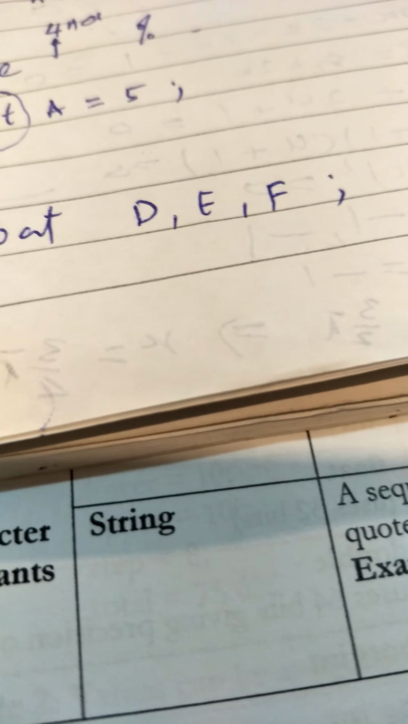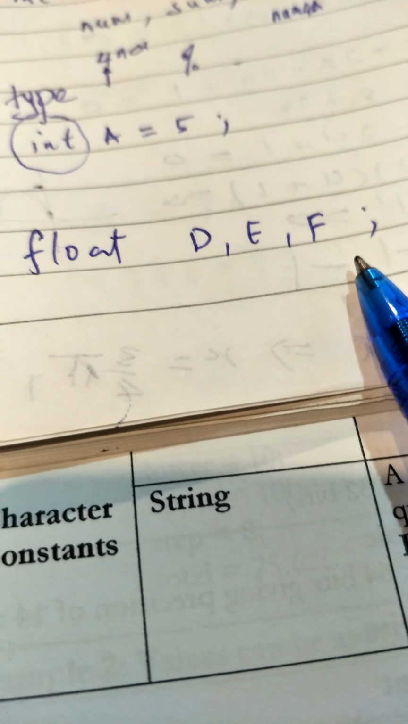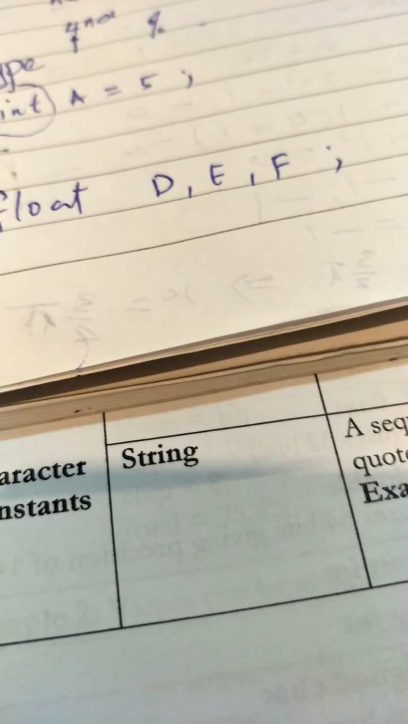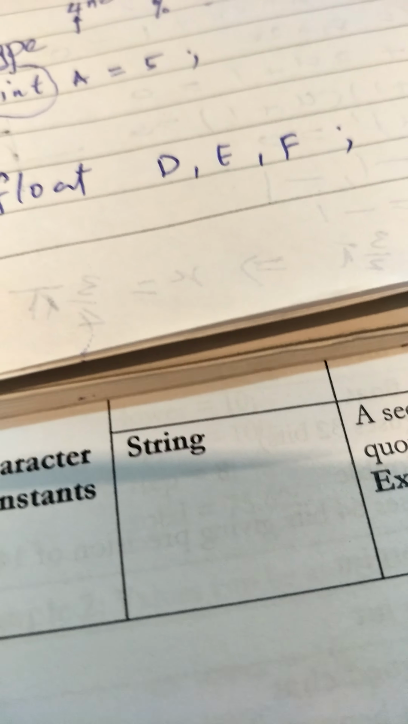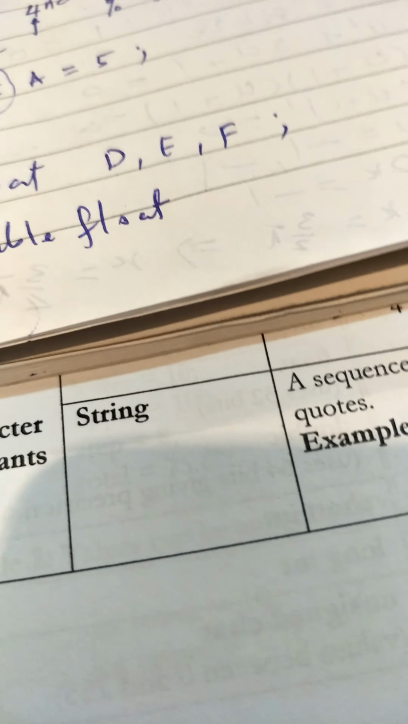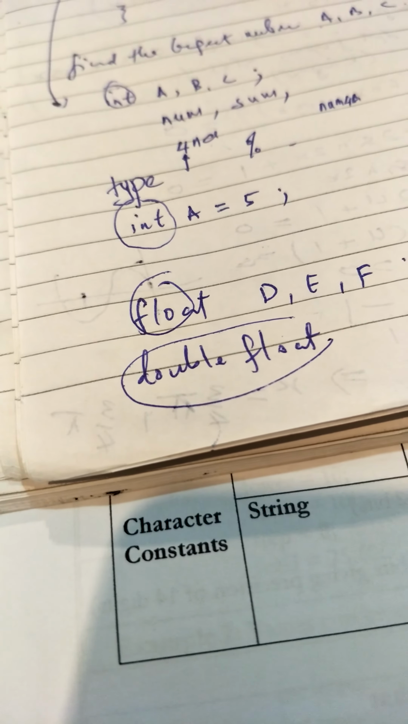Okay, floats can have decimal places, up to 8 digits. If you want it bigger or longer, with more decimal places, up to 16, then you can have double float. So all these ints, floats, and double floats are types of variables.